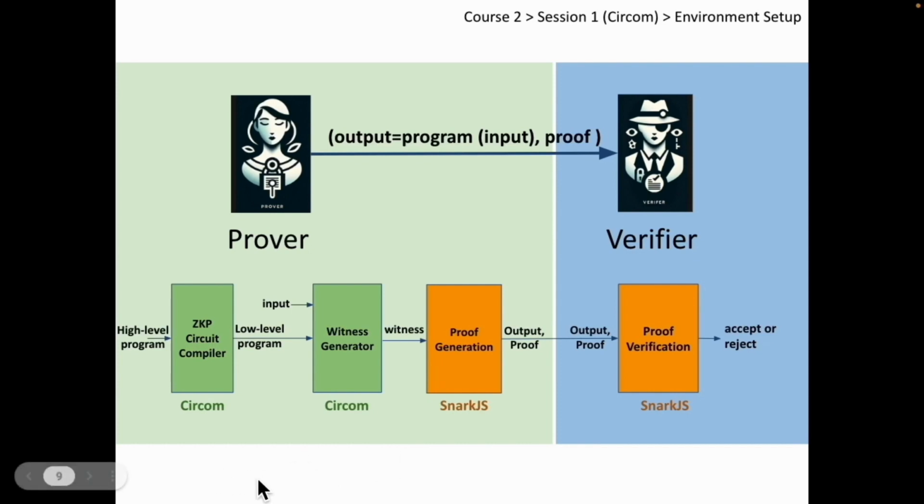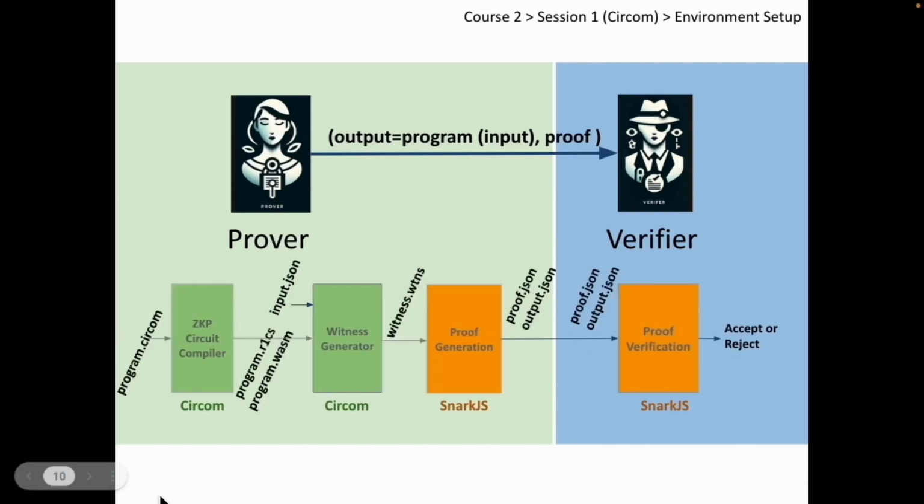The first two tasks are performed using the Circom tool, which I have colored in green, while the proof generation and proof verification are handled by snarkjs, which has a different color in this slide.